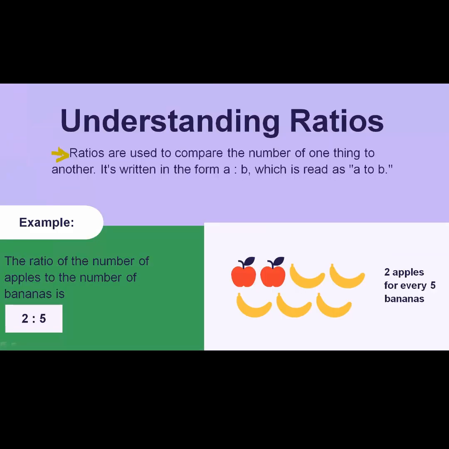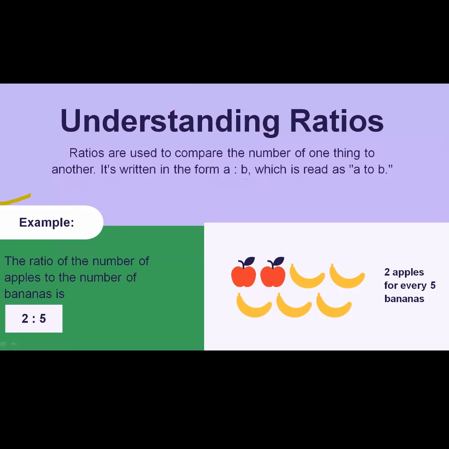First of all, what is a ratio? Ratios are used to compare the number of one thing to another. It is written in the form of A ratio B. These two dots are considered as ratio, which is read as A to B.